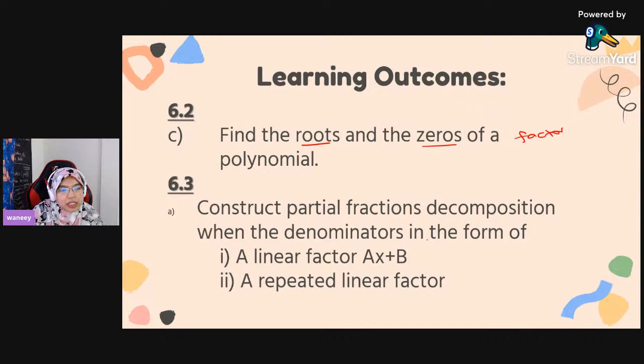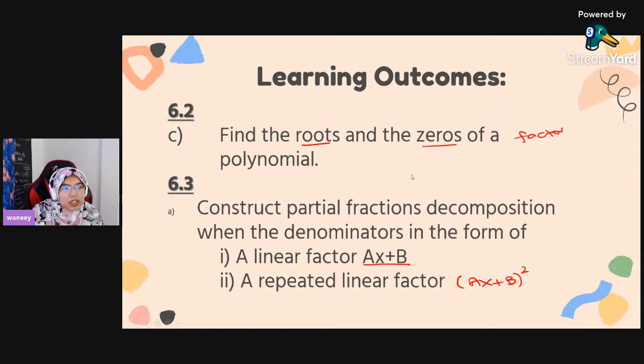And then we are going to proceed with 6.3, where we are going to construct partial fraction decomposition where the denominators is in the form a linear factor ax plus b. So we are talking about distinct linear factor. So that means we have 2 different linear or perhaps 3 different linear at the bottom or at our denominator, and then a repeated linear factor. So it might be ax plus b square in our denominator. So altogether we are going to do 2 types for the partial fraction, and then we are going to learn about the root, zeros, and factor for polynomial.